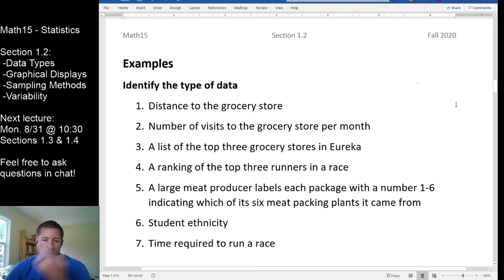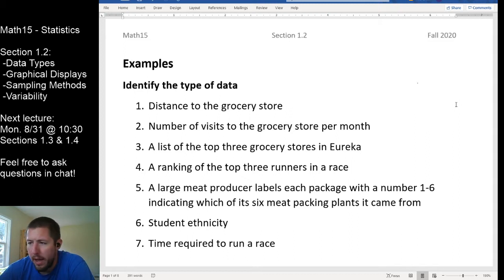So let's walk through these guys and see if we can identify the type of data. First one here, we've got distance to a grocery store. As soon as I see distance, I am thinking that we're measuring something numeric. And when I see that, I want to ask myself, is this something that we are measuring finely? When I say finely, I mean, are there small units of measurement that we could use here? Or do we need to chunk this up into larger groupings of numbers, like 1 mile or 2 miles or 3 miles?